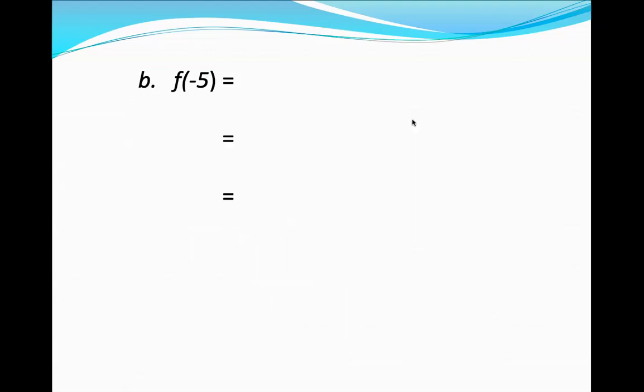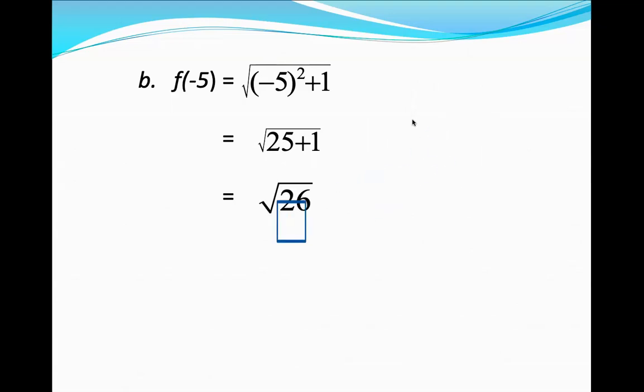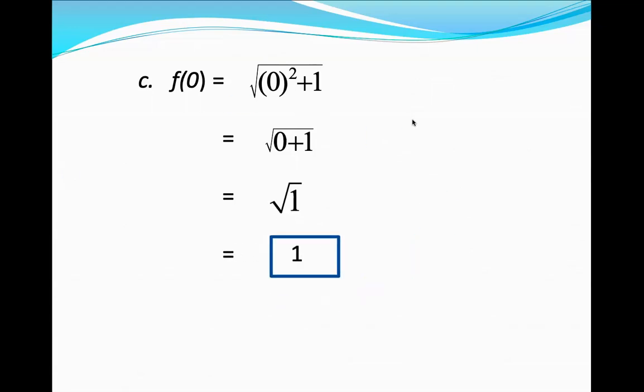Okay, f of -5, again, I plug in -5 where the x was. -5 squared is 25 plus the 1, root 26, let it be. Now there are times when you can simplify a radical. We'll get to those in another lesson. And then lastly, f of 0, I replace every x with a 0. 0 plus 1 is square root of 1, and the square root of 1 is 1. And we're good to go.